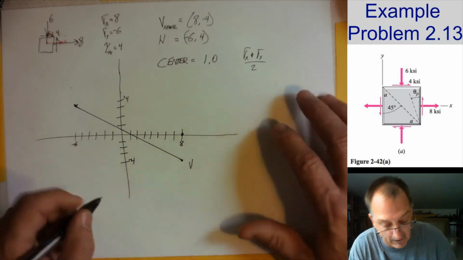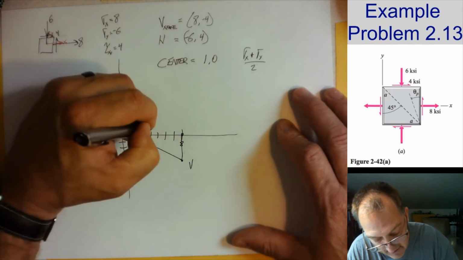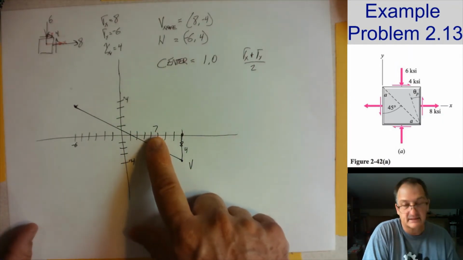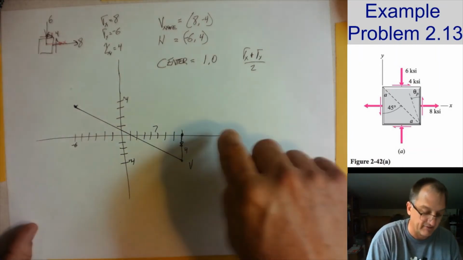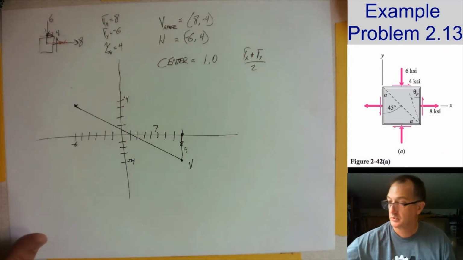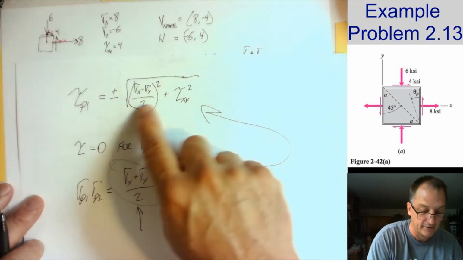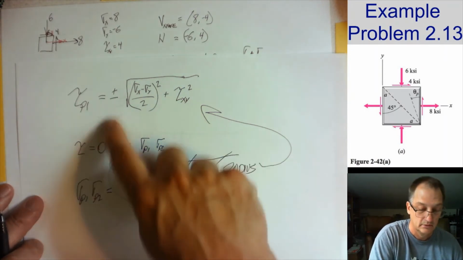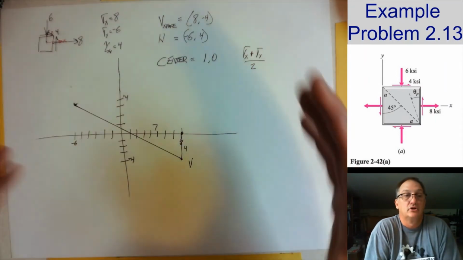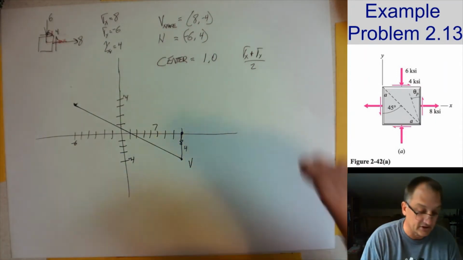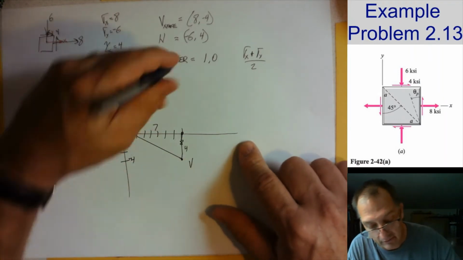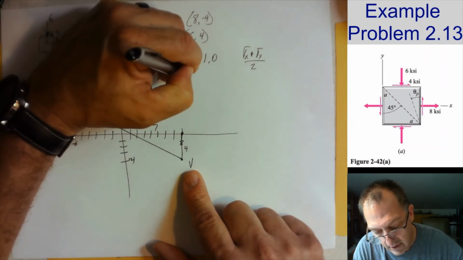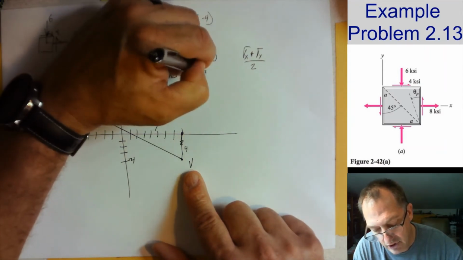And then you can get the radius just by looking at this distance. I know that's 7, I know that's 4. Well, that distance is the difference between those divided by 2, and the shear, which is what we had for this equation. The difference divided by 2 squared plus the shear squared, square root. I can also say that the radius equals the square root of 4 squared plus 7 squared.